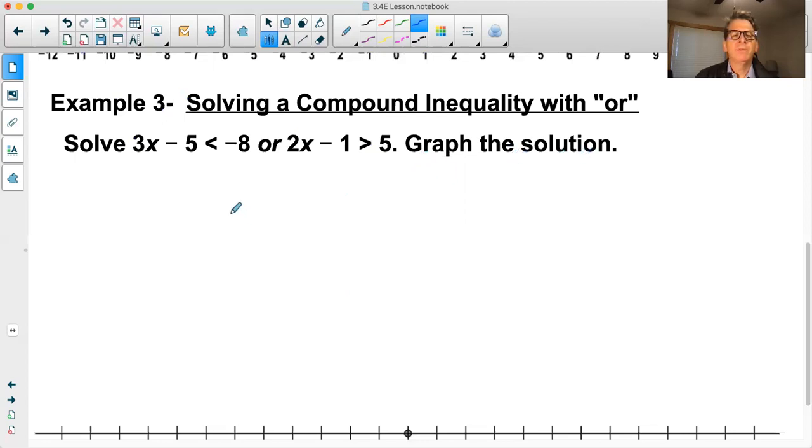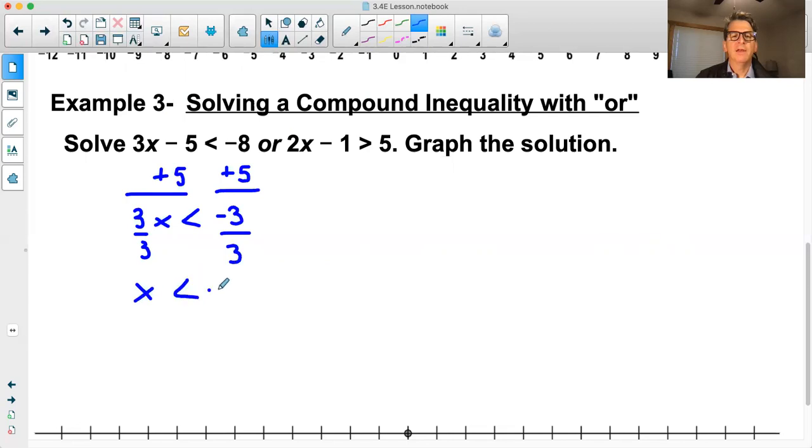Then we're going to try to graph it. All right, so the first thing I'm going to do is add 5. Then I end up with 3x is less than -8 plus 5 is -3. Then if I divide by 3, I have x is less than -1. And that would be the left side.